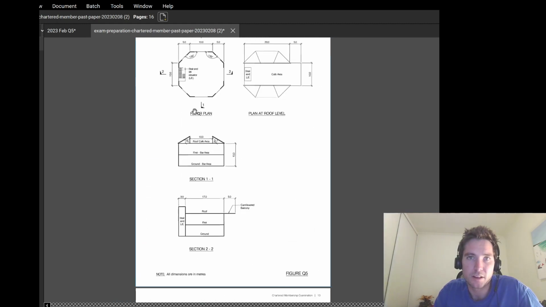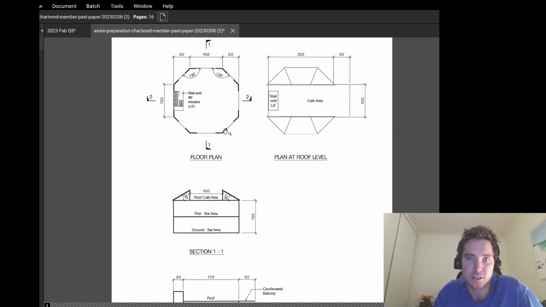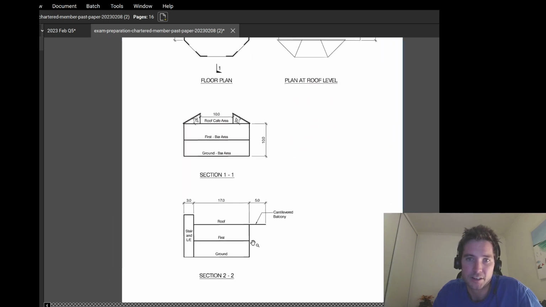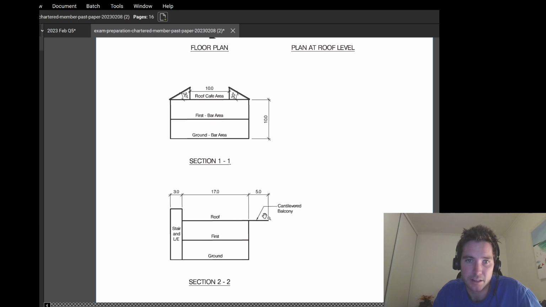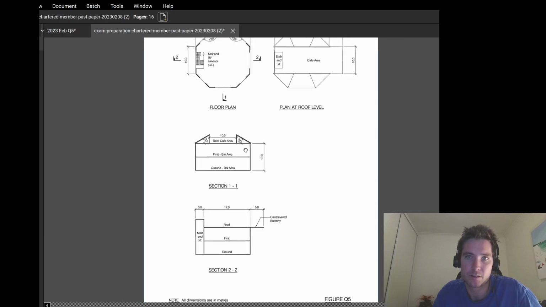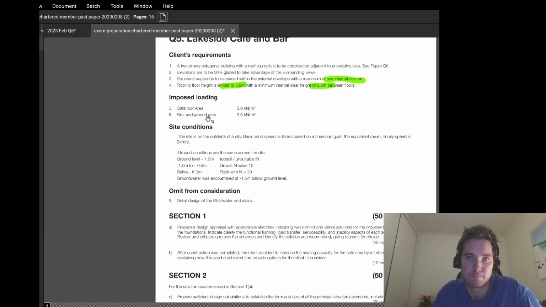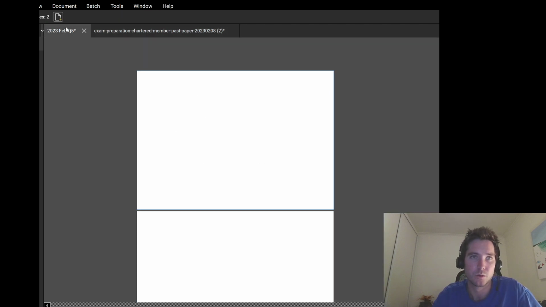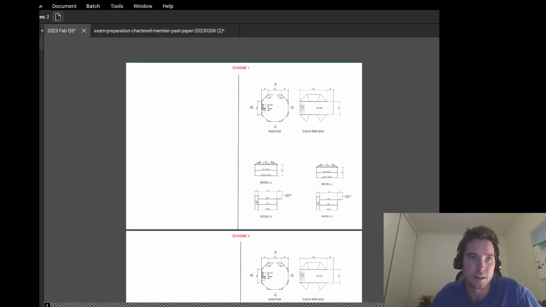So having a quick look at the architectural layouts, we've got this sort of octagonal building here with a plan of the roof level, and you can see this cantilevered balcony. So that's something like a critical detail that we'll have to come up with. So got some imposed loadings that we won't really get to in question 1 and some ground conditions here. So let's have a look at the 2 schemes that I've put together here.